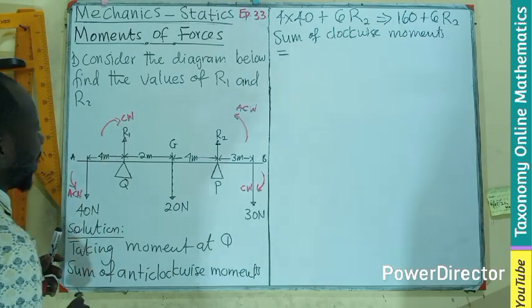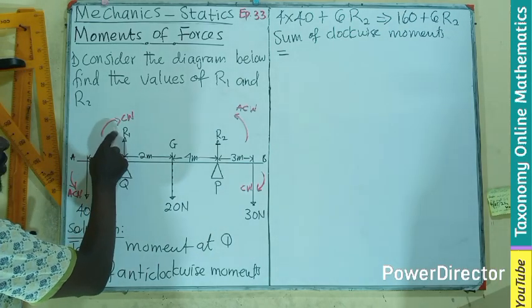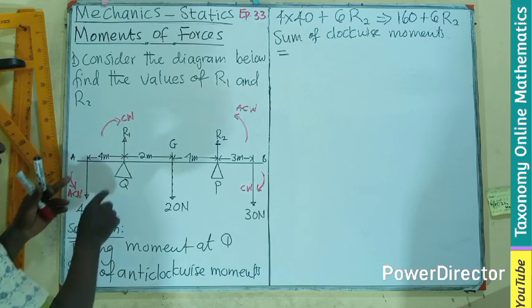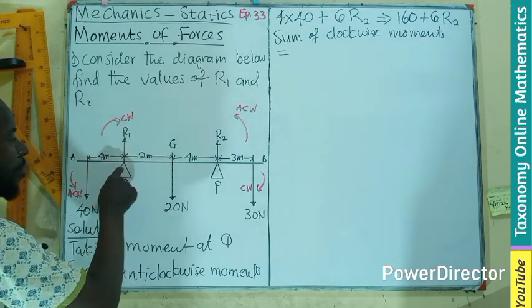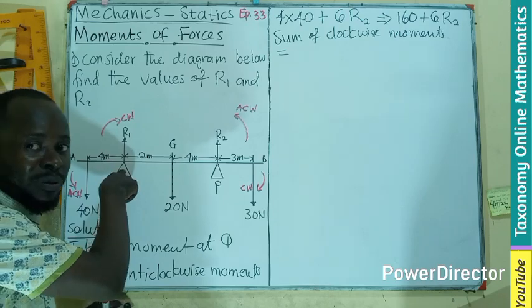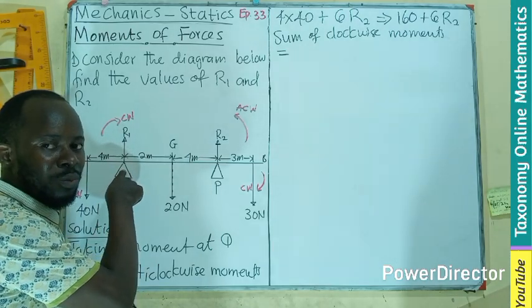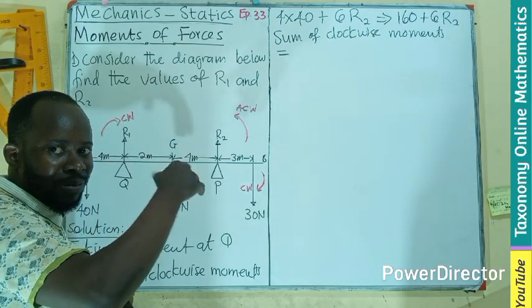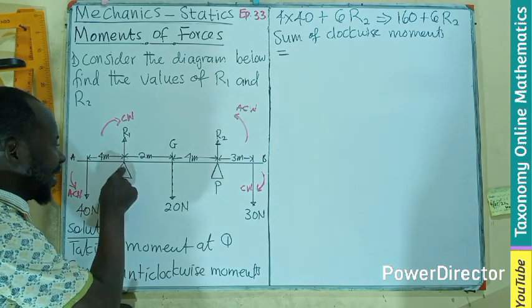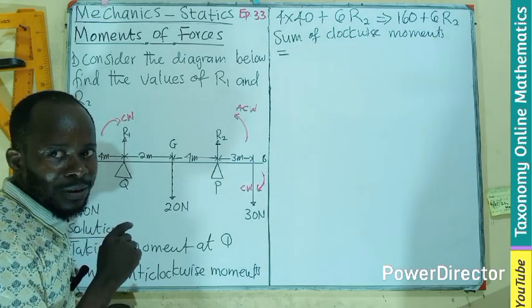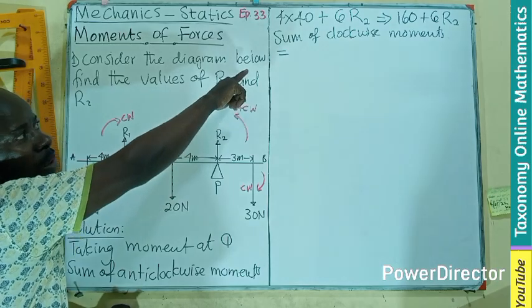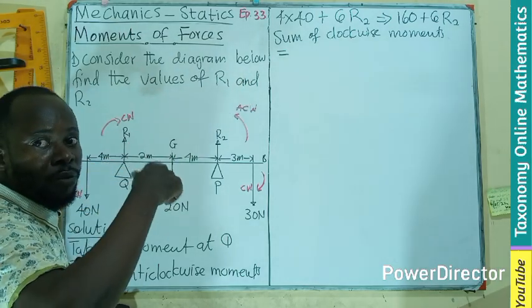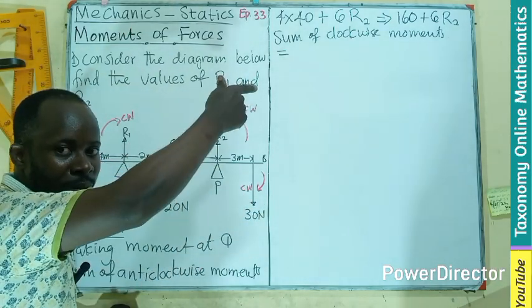So clockwise, let's begin with the R1, right? So R1 is here. It's going to move in the clockwise direction, but it is still at the pivot. So you can see that there is not going to be a distance. There is no displacement, no distance at all. So the distance for R1 will be 0. So 0 times R1 will give you 0. So the first clockwise movement will be 0.